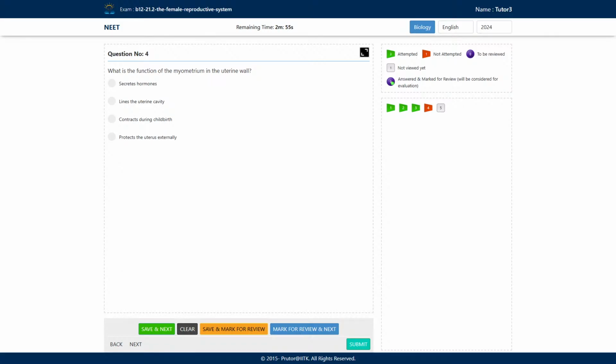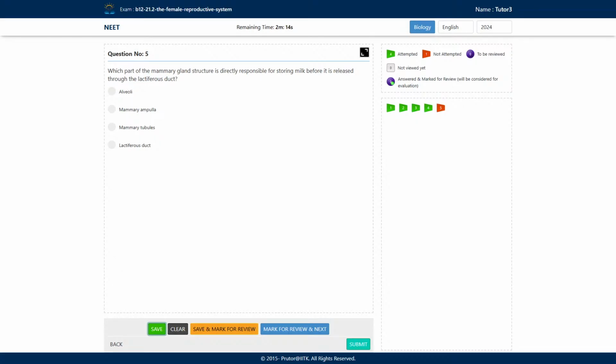Okay, so let's have a look at the answer here. Answer is option number C, contracts during the childbirth. So myometrium consists of smooth muscles and it exhibits contractions, which is important for expelling out of the body. So these contractions push the child out of the body of the female through the vagina. Okay. There is one hormone, oxytocin. This also stimulates myometrium. This stimulates the contraction in the myometrium, which again leads to the childbirth.